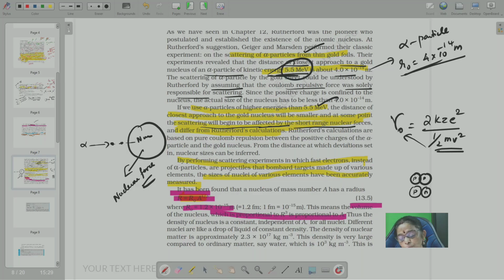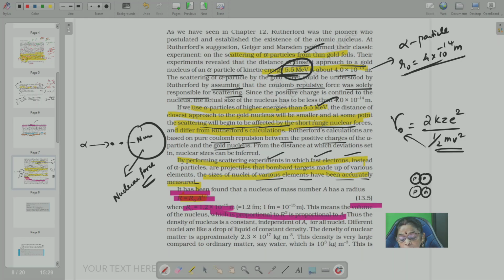Rutherford's calculations are based on pure Coulomb's repulsion between the positive charge of the alpha particle and the gold nucleus. By performing scattering experiments with fast electrons instead of alpha particles, as projectiles bombarding targets made of various elements, the size of the nucleus of various elements has been accurately measured.